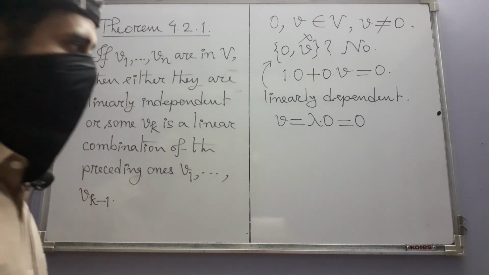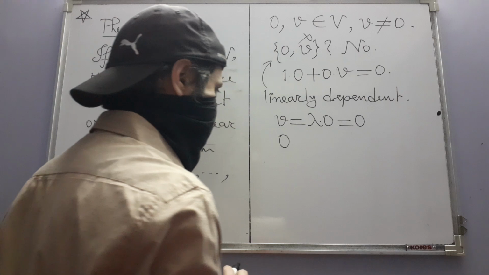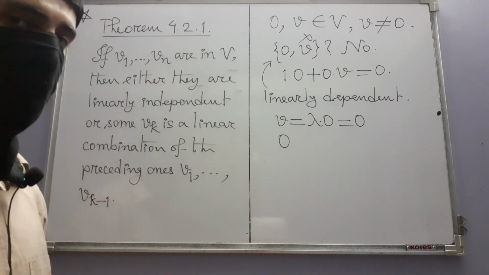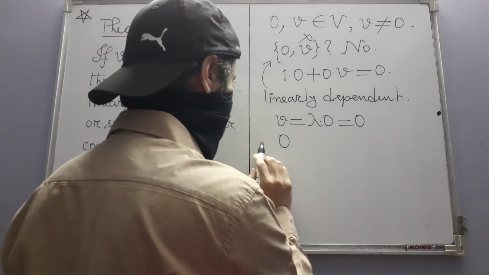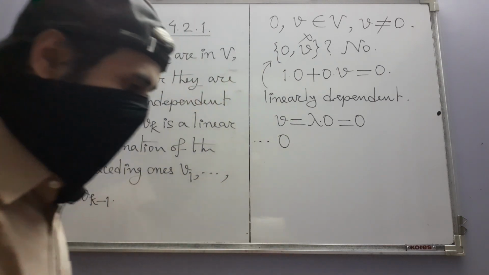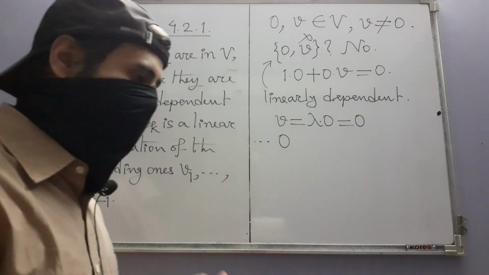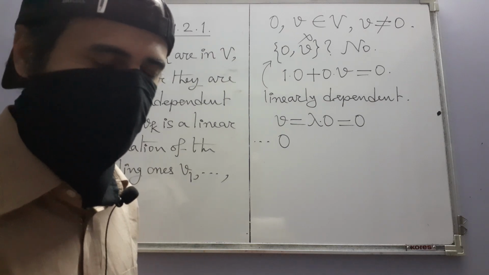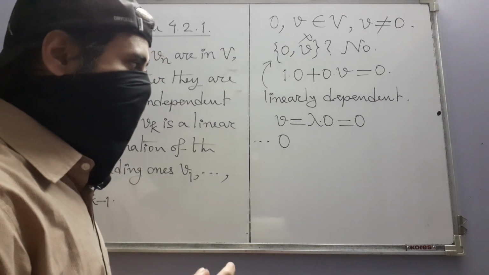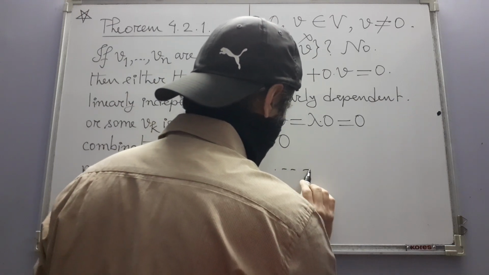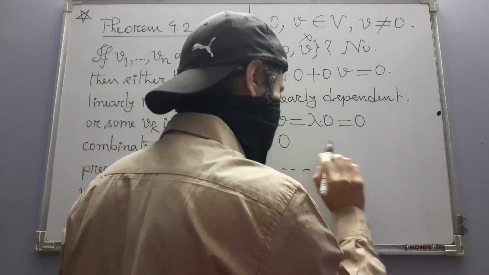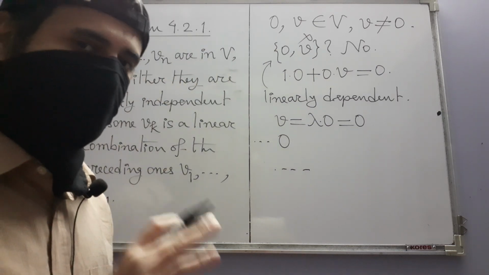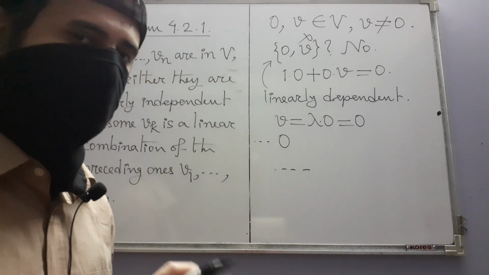But then, can we say that 0 is a linear combination of the preceding ones if we interpret this statement like this? Because there are no vectors that come before 0, the statement that 0 is a linear combination of the preceding vectors is vacuously true. You can consider this statement like this: if there are vectors that come before 0, then 0 is a linear combination of them, and that implication is vacuously true.